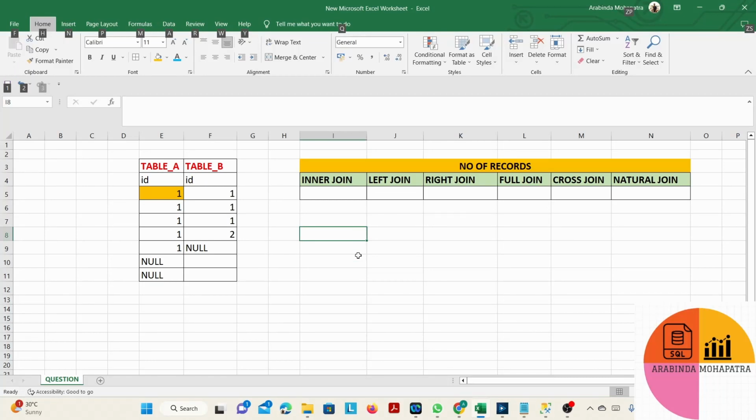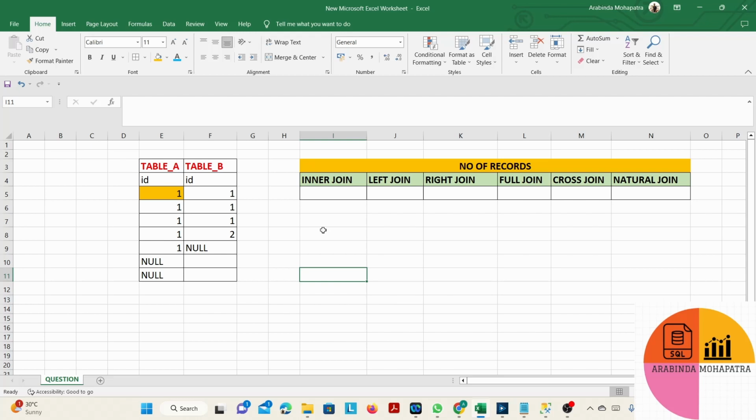Guys, I'm back with another interesting SQL interview question. This question is asked in most interview sessions. It is based on the SQL join concept: what is the number of records generated by different kinds of joins?